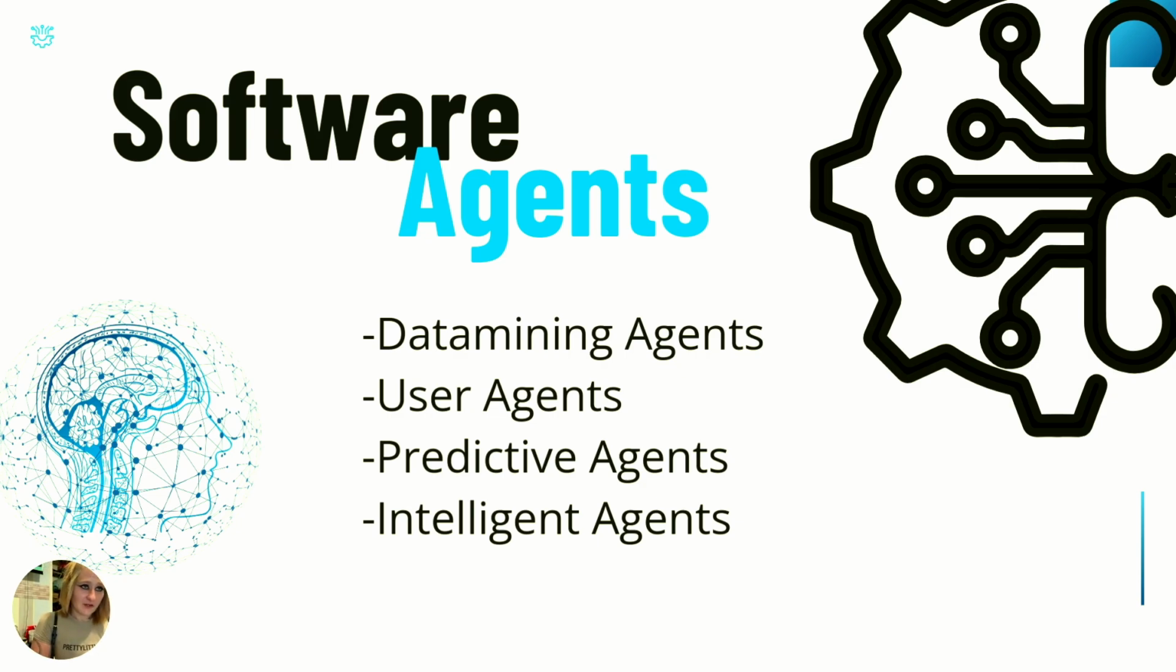Then we have user agents, and these are the personal assistants of the software world. They interact with users and handle tasks like managing your email, scheduling meetings, and finding information. Examples include Siri, Alexa, your intelligent user interfaces that we spoke about earlier. Even your email spam filter. These agents help make life easier by automating repetitive tasks that you might not feel like doing yourself, which also frees up a lot of time for you to do other more important things.